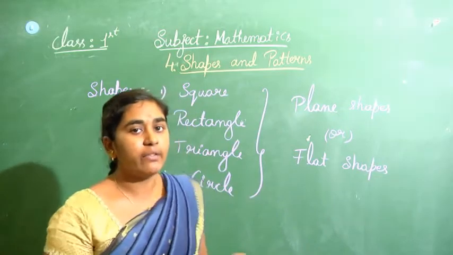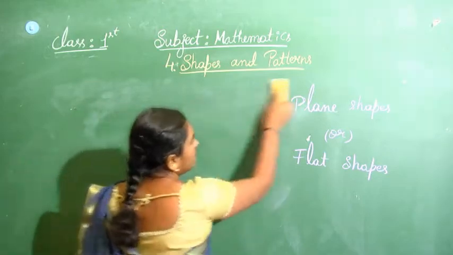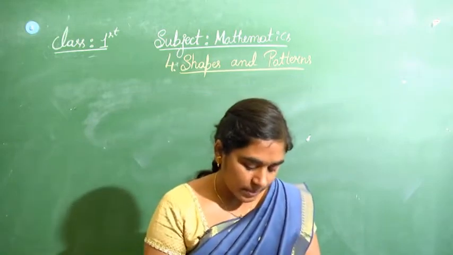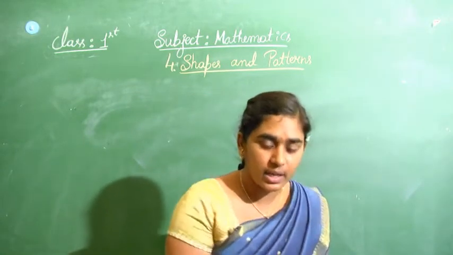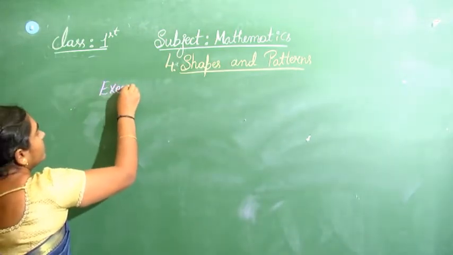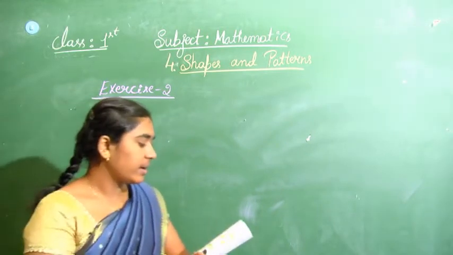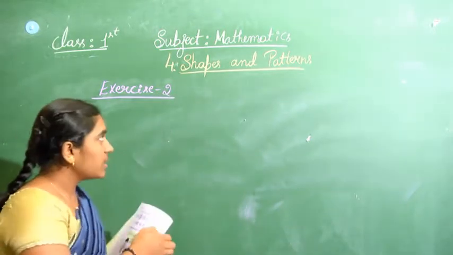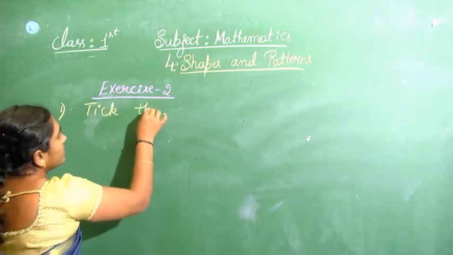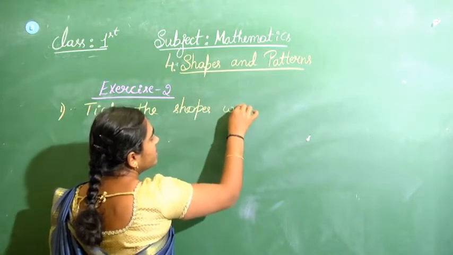Now in the second part we have the shapes. We need to identify which are similar in size, which look similar. We already know how they differ in sizes. Now coming to Exercise 2. What are they asking here? Pick the shapes with the same size, right? You need to pick the shapes with the same size.